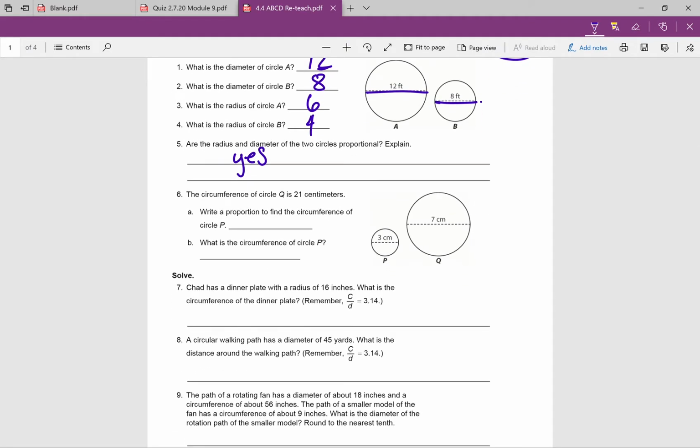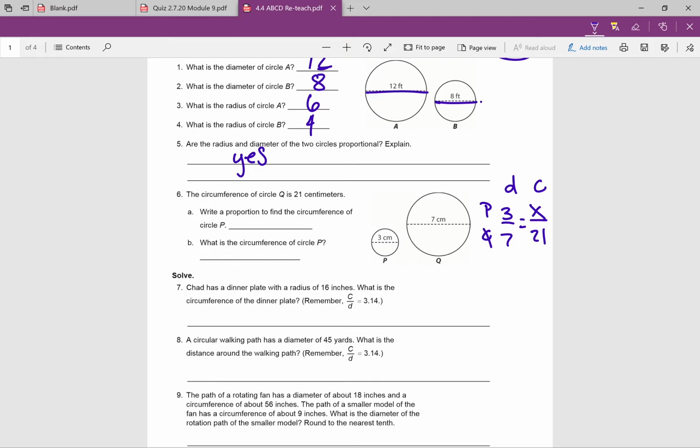Now, number 6. Find the circumference using proportions. So it says the circumference of circle Q is 21, and we're looking for the circumference of circle P. So we're going to use proportions just like we did before. So we're going to do P and Q, and we have diameter and circumference. We're going to do cross products. So the diameter of P is 7. The diameter of Q is 3. The circumference of P, that's what we're looking for, and the circumference of Q is 21. I got this backwards. So this is the diameter of P is 3 and this is 7. Now we have the proportions correctly.